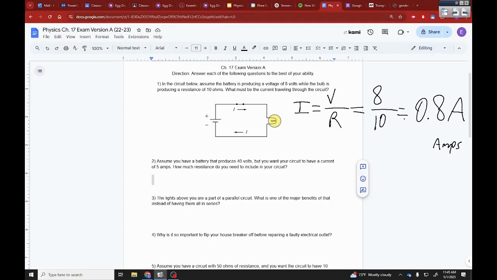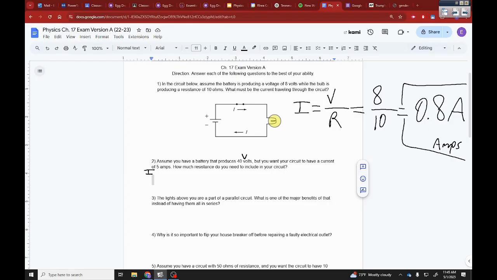On to 2. Assume you have a battery that produces 40 volts. There's our voltage. But you want your circuit to have a current of 5 amps. Now we're making sure we have a specific current. How much resistance do you need to include in your circuit?